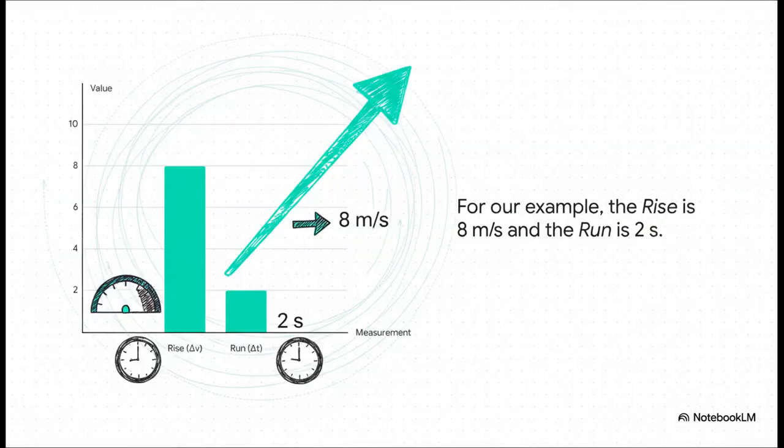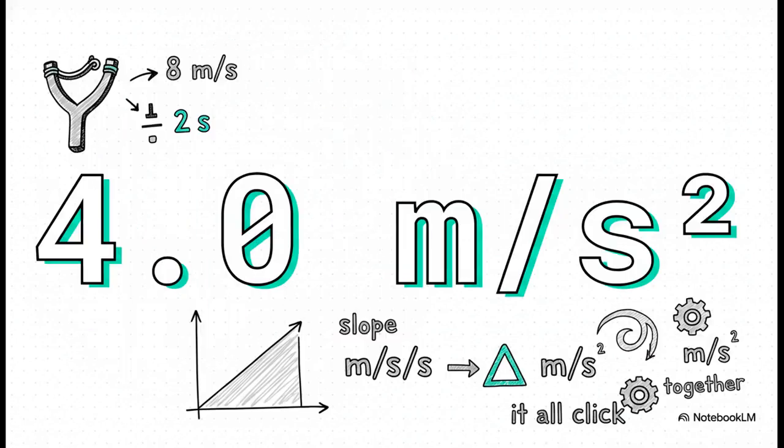That's it. So let's say we pick our two points. We see the velocity went up by 8 meters per second. That's our rise. And it took 2 seconds for that change to happen. That's our run. We've got our two numbers. Simple as that. And now for the final step, the division. 8 meters per second divided by 2 seconds. That gives us 4. But check out what happens to the units. We have meters per second per second. That simplifies down to meters per second squared, which is the exact unit for acceleration. See? It all just fits together perfectly.